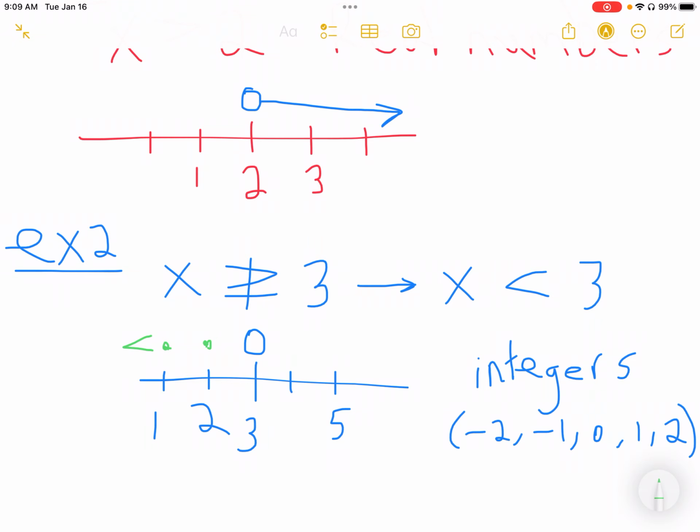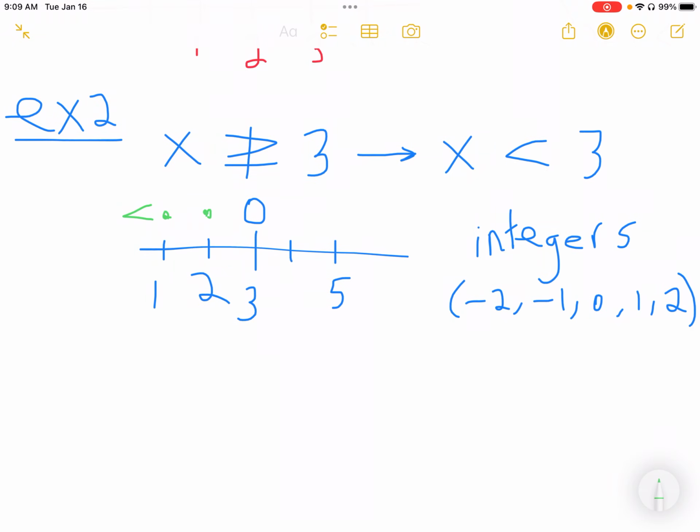Okay. All right. Now that last one that I want to highlight here before we get into solving some of these is example 4. And example 4 simply says that x is less than minus 1. Okay. And then it says that I have positive integers.